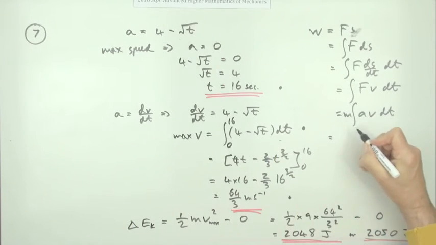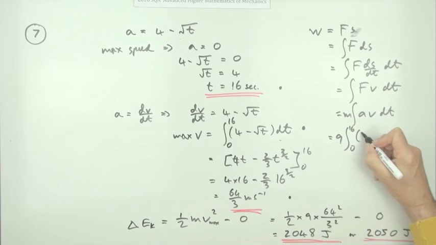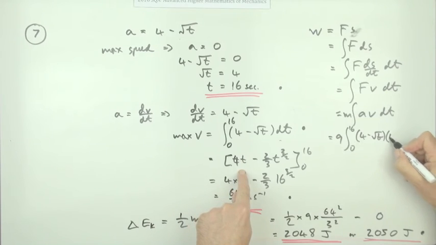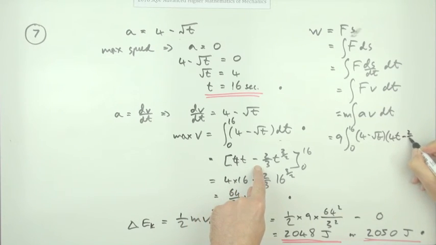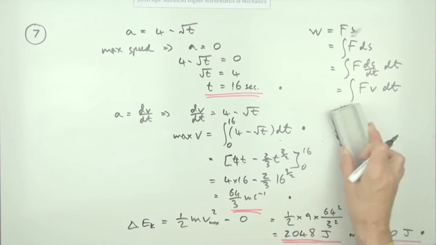Oh, I'll put it down. Well, that was 9, wasn't it? It would be from 0 to 16 of 4 minus root t times, and the expression for the other one was 4t minus 2/3 of t to the 3 upon 2, dt from 0 to 16. But who would do that? You wouldn't do that. No, that would just be daft.